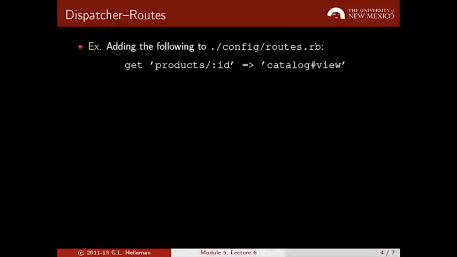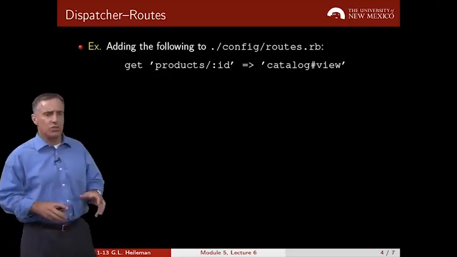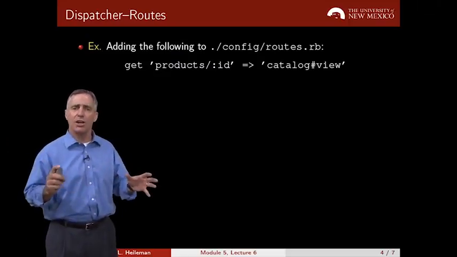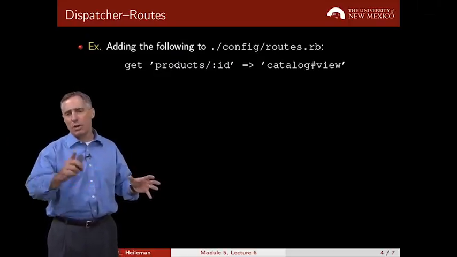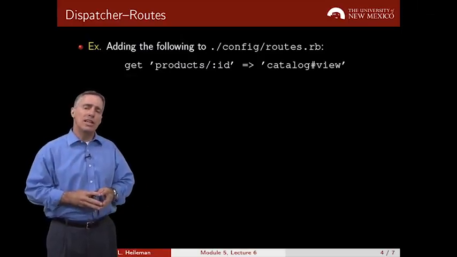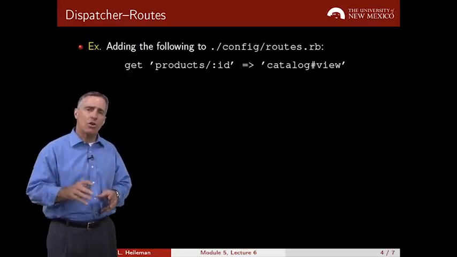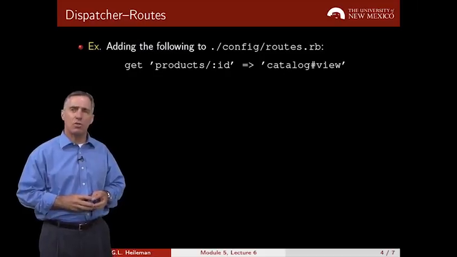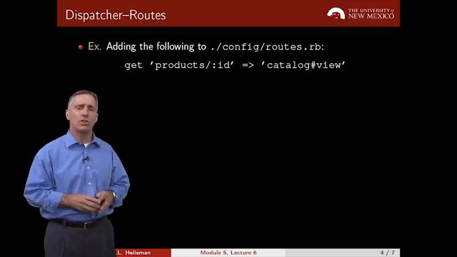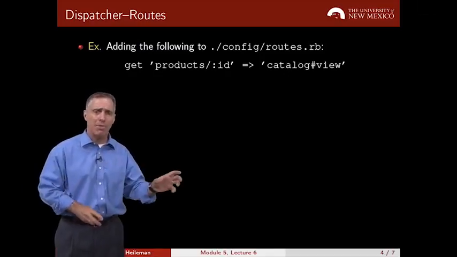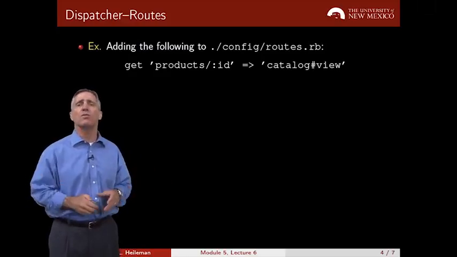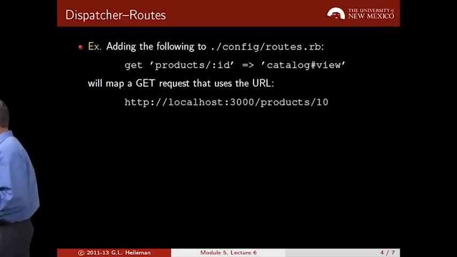Here's an example. Let's try to create a route that takes a GET request that's issued for products with a particular ID. What this is saying is I want to map that to the catalog controller in an action called view. So there would be a catalog controller with a method called view. Map that request to the catalog view action.